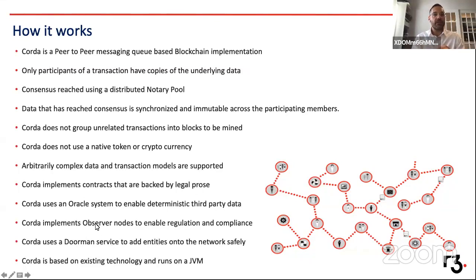Okay, next, Corda implements observer nodes to enable regulation and compliance. This is an interesting one, and it's super valuable for us in a lot of the projects that we work on. What's an observer node? An observer node essentially is kind of like a read-only node. So it's not an active node in the transaction. What an observer node can do is sit on the ledger, and based on certain rules, determine what it sees and when it sees it.